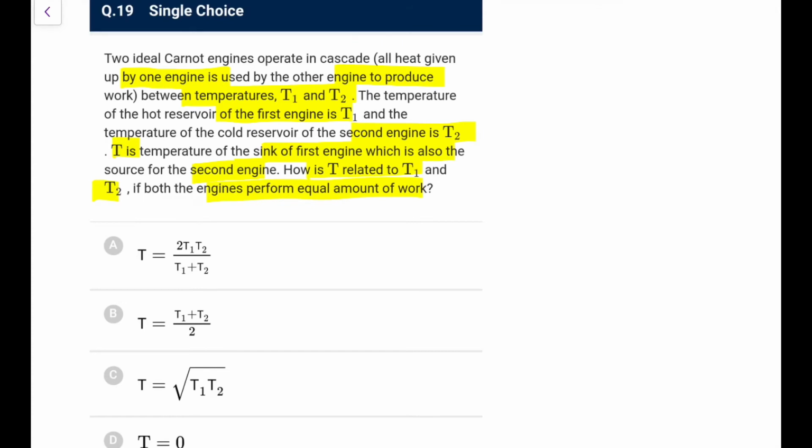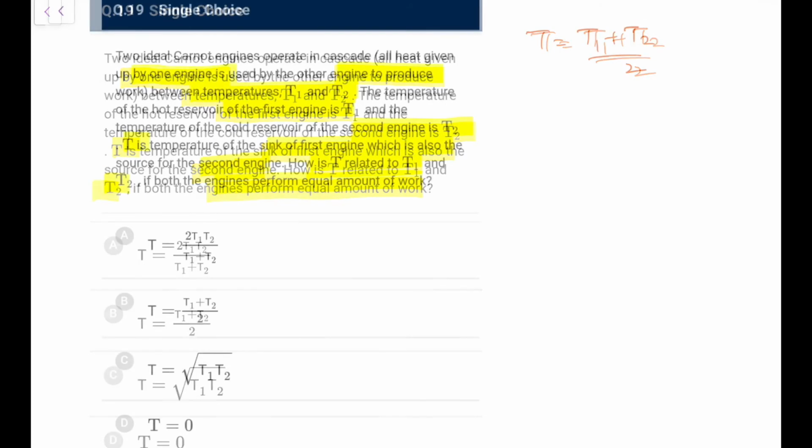So if both perform equal work, just remember, we can directly say T is equal to T1 plus T2 by 2. Just remember this result, if both perform equal work.